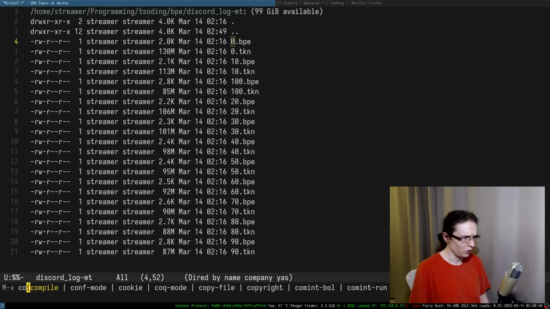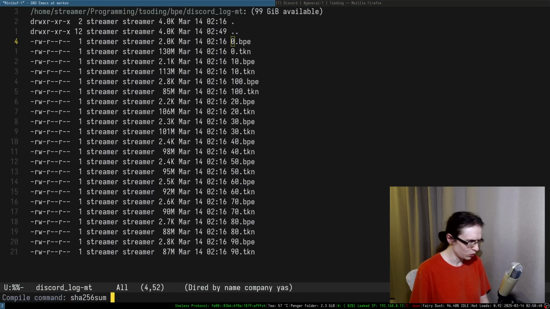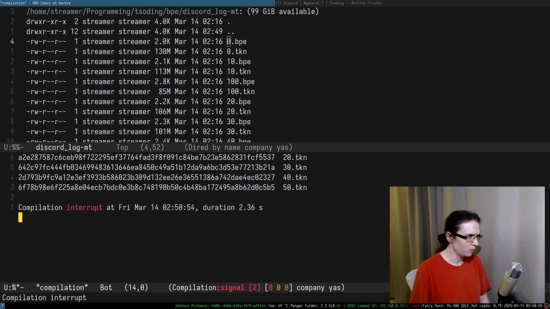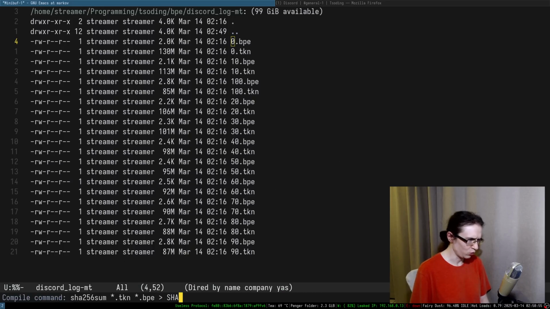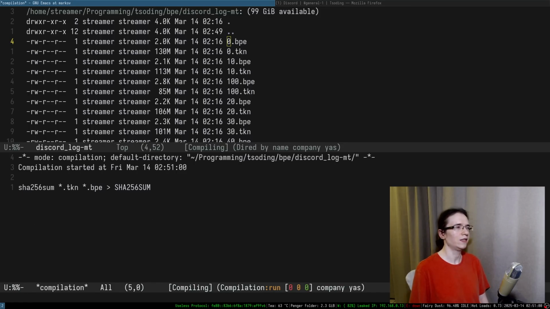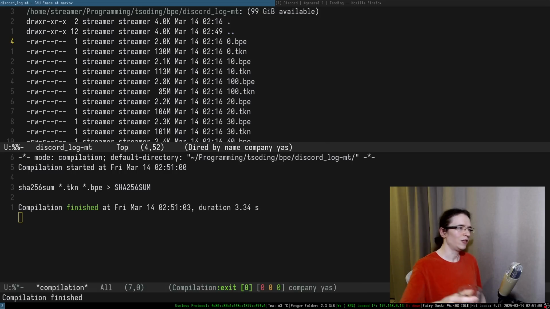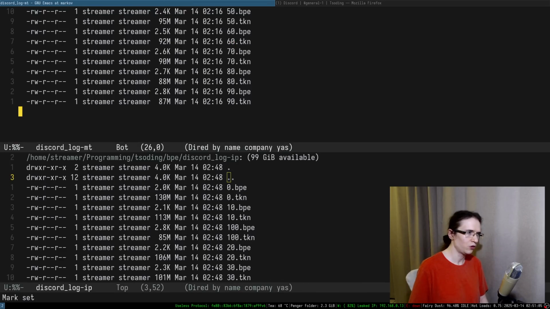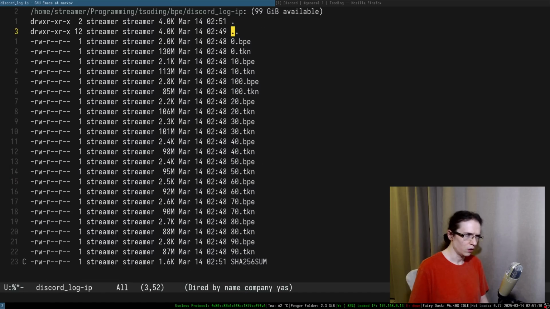So we can do something interesting in here. We can try to compute SHA-256 on all of the files in here. So we can do something like tkn and BPE, just compute all of that. Might as well redirect it to sha256sum, so we save all of that into a separate file. Then we copy that file to the IP one and make sure that it produces the same thing.